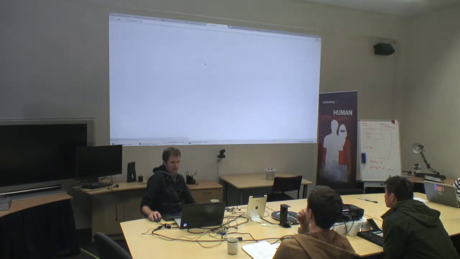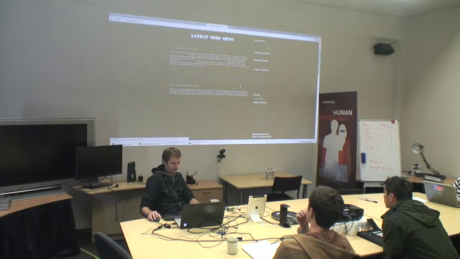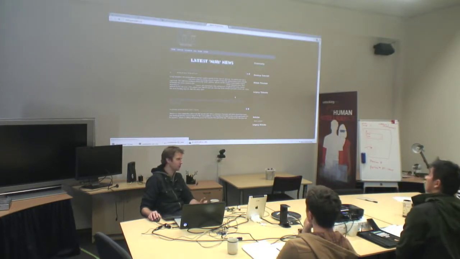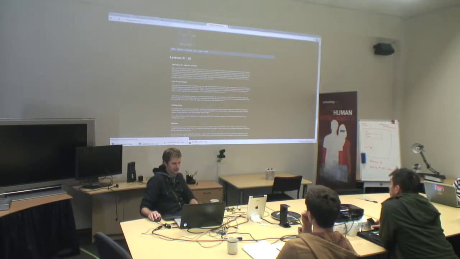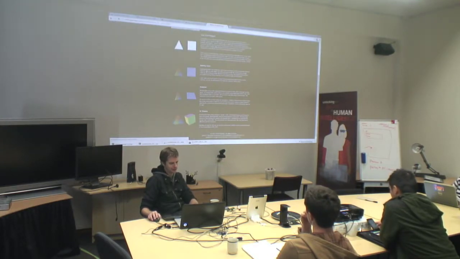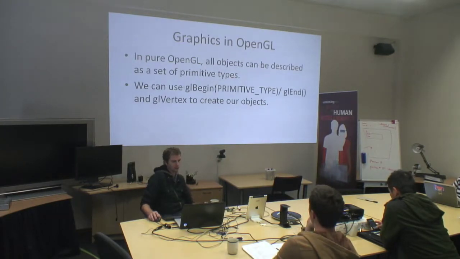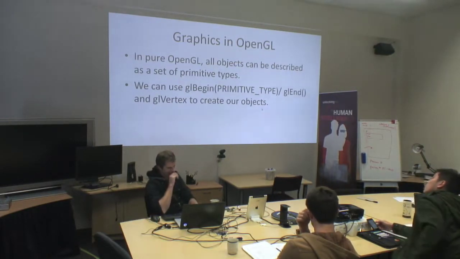I think we looked at these briefly when we were talking about OpenGL in Processing, but yeah, MIT is a good place if you want to have a look at some tutorials for OpenGL. They go all the way from setting up an OpenGL window, which we don't need to do if we're using GLUT, to polygons and so on and so forth. But yeah, in pure OpenGL, all objects can be described by a set of primitive types. So we use glBegin and glEnd and glVertex to create our objects.